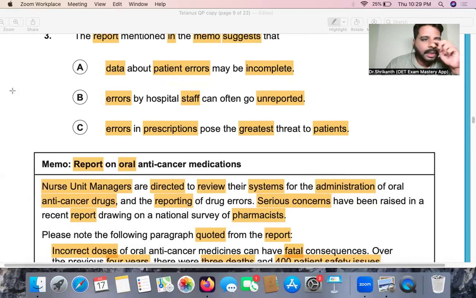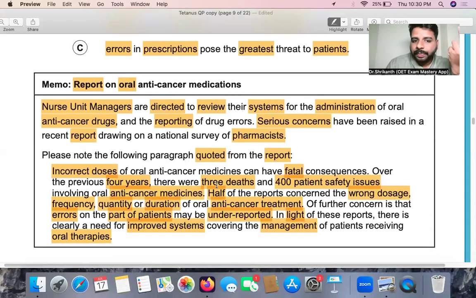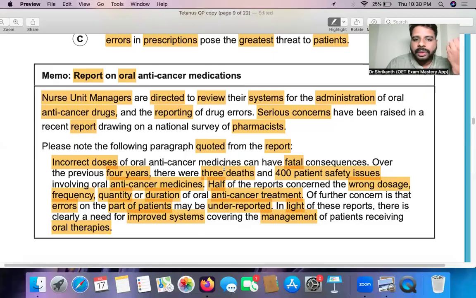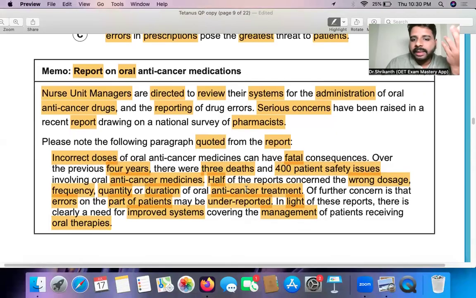Now let's come to answer option C. What is answer option C telling us? Errors in prescription pose the greatest threat. That is the number one danger. The number one danger to patients is coming due to errors in prescriptions. Now, did we read that, out of all these issues, the most dangerous thing is errors in prescription? That is also not mentioned.